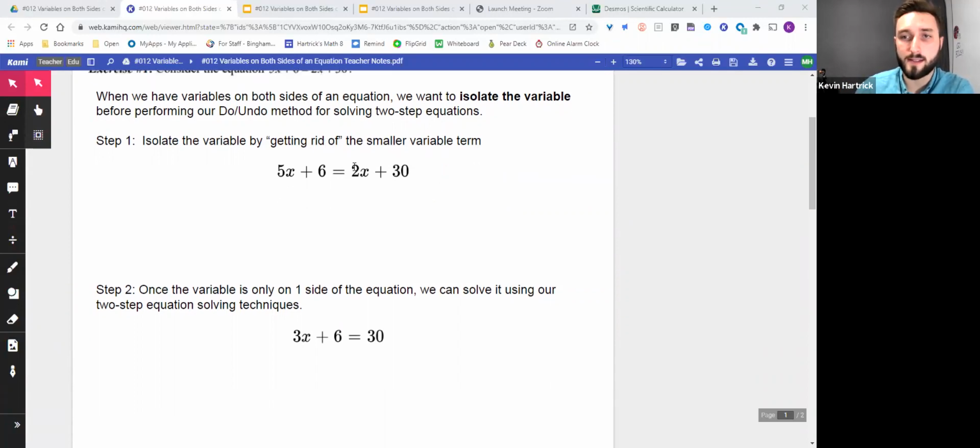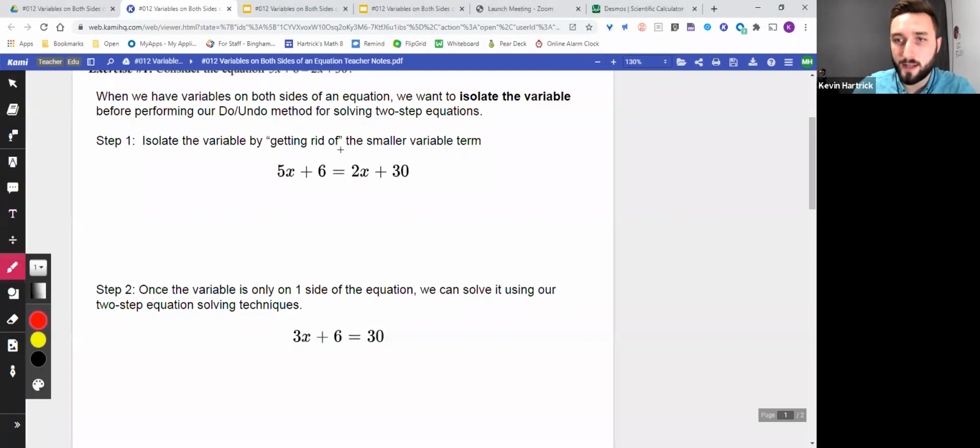What I mean by that is I'm going to take a look at this equation and find which of these variable terms is the smallest. Smallest can either be the smallest positive number, or if you think about it in terms of negatives, if I had a -1, the larger negative is actually going to be the smaller number, but we're just working with positives right now. So I noticed that this 2x is obviously smaller than the 5x. So in order to get rid of it, I have to subtract it away. The reason why I'm subtracting it is because it's positive.